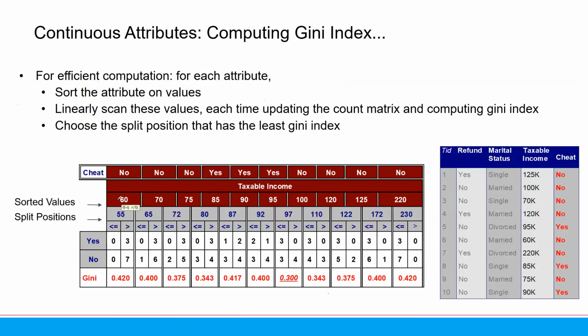We want to sort the values. Okay, we have 1 to 5: 100, 70, 120, 95, 60, and so on. So we want to sort the values, like this one. The minimum is 60, and then 70, 75, 85, 90, 95, 100, 120, 135, and 220. Now, we need to check the split value or the splitting position.